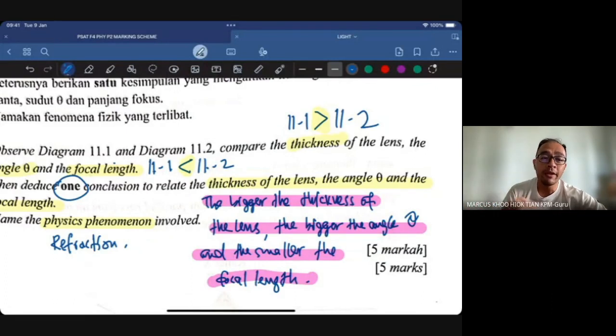So be careful about this. Read the instructions of the questions properly. If they tell you to tick, then tick. If they tell you to circle, then circle. If they tell you to underline, then underline. Don't simply do whatever you want.